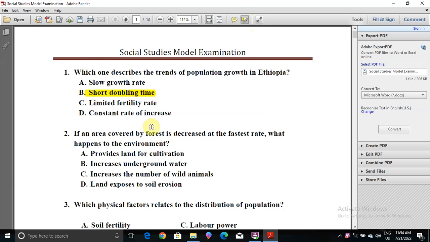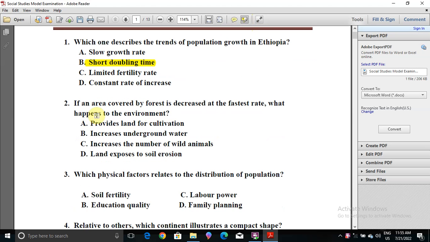Question number 2: If an area covered by forest is decreased at the fastest rate, what happens to the environment? We have four choices: provides land for cultivation, increases underground water, increases the number of wild animals, or land exposes to soil erosion. The question says, what if an area covered by forest is decreased at the fastest rate? What happens to the environment? It will be land exposes to soil erosion, right?